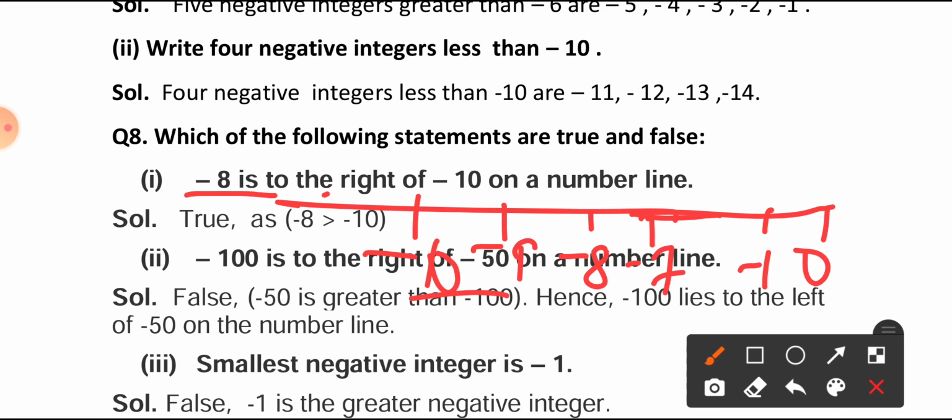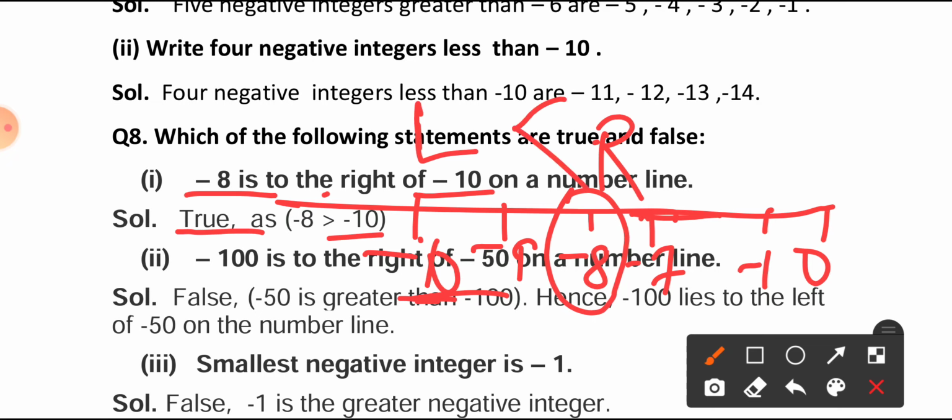Minus 8 is to the right of minus 10. Is minus 8 on the right side of minus 10 or not? So yes, you can see that minus 8 is on the right hand side and minus 10 is on the left side. It means it is true, as minus 8 is greater than minus 10, as right integers are always greater than left hand side. So yes, if we see the place of minus 10, minus 8 is on the right hand side and minus 10 is on the left hand side.